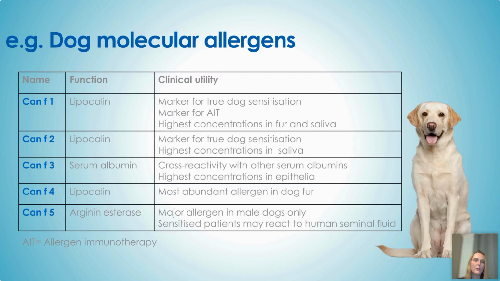So, for example, the Can f 1 is a marker of true dog sensitization and can be used as a marker for allergen immunotherapy. And the Can f 2 as well is also a marker of true dog sensitization. Another one that's quite interesting is the Can f 5, which is a major allergen in male dogs only. So if the patient is only positive to the Can f 5, he or she would possibly tolerate a female dog as a pet.